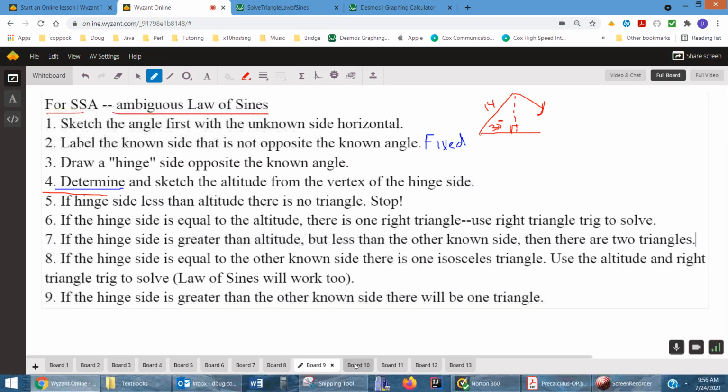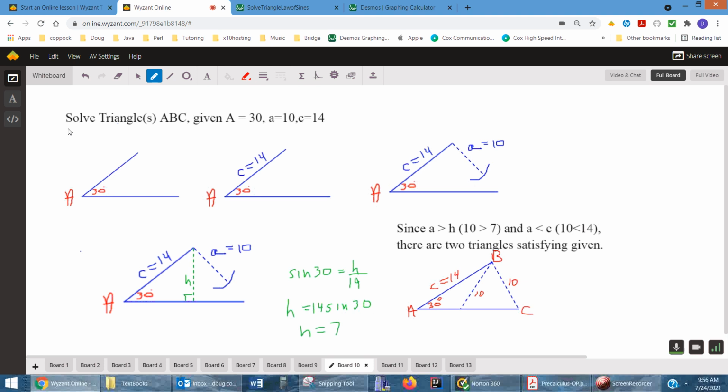Okay. So let's go to board 10. So let's talk about the steps to solve triangle ABC, given that angle A is 30 degrees. Side opposite is 10. That's the hinge side. And C is the fixed side. Here I've drawn angle A, and I'm targeting this side as the fixed side, so I'll put C equals 14 there. I'll picture the side opposite as the hinge side. I don't know yet if it's going to actually reach the opposite side, but I'll label it as 10.